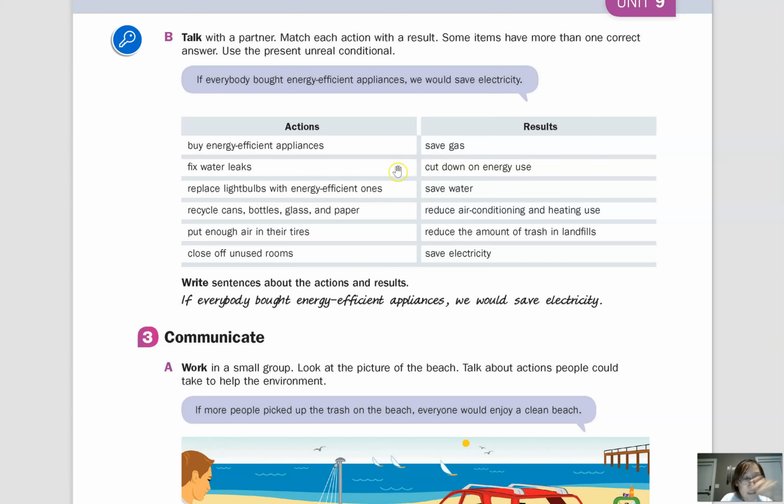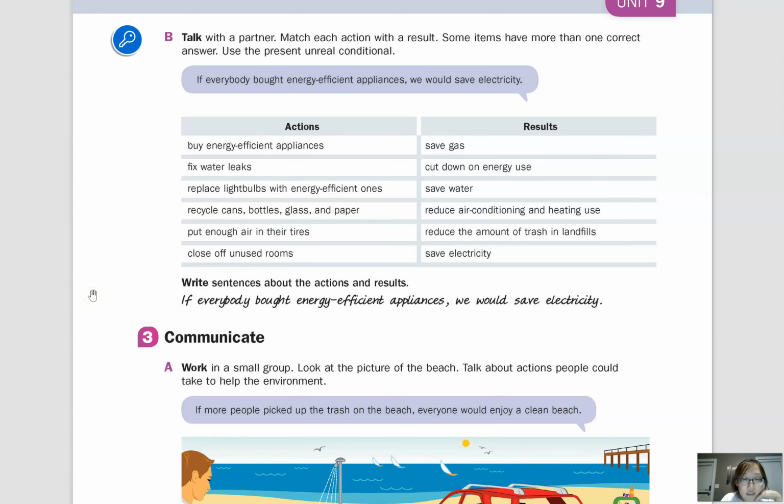Okay, and then let's look at the next action. If everybody recycled cans, bottles, glass, and paper, we would reduce the amount of trash in landfills. Okay, and then if everybody put enough air in their tires, we would save gas. And then finally, if everybody closed off unused rooms, we would reduce air conditioning and heating use. Okay, so again, we would reduce air conditioning and heating use if everybody closed off unused rooms.